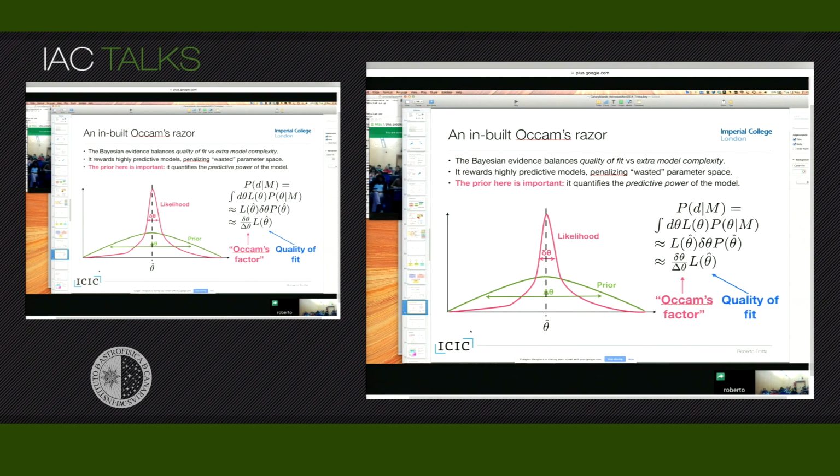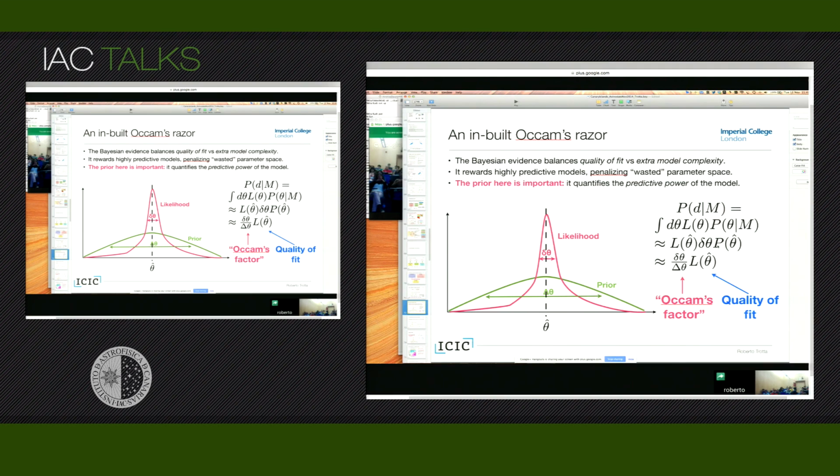To see this, consider a simple one-dimensional example. Here we have a parameter theta with a prior in green and the likelihood in red, and theta hat denotes the maximum likelihood estimate for theta. We can compute the evidence for this model simply as the average of the likelihood under the prior, like this. If the scale of the likelihood is much smaller than the scale of the prior, we can approximate this as the maximum likelihood value times the characteristic scale of the likelihood, delta theta, times the prior evaluated at the maximum likelihood point, as an order of magnitude estimate.